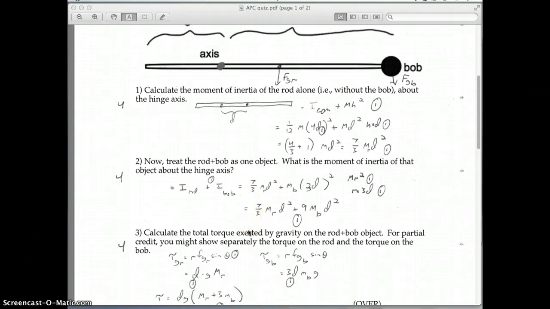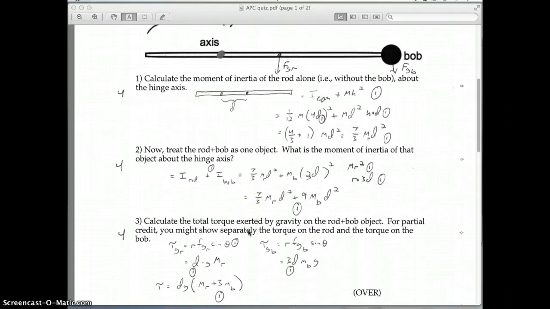Calculate the total torque exerted by gravity on the rod plus bob object. At this point, I'd like to talk about a common error that was made in number 1, and I guess number 2.